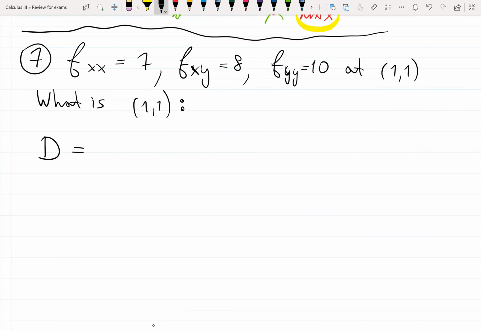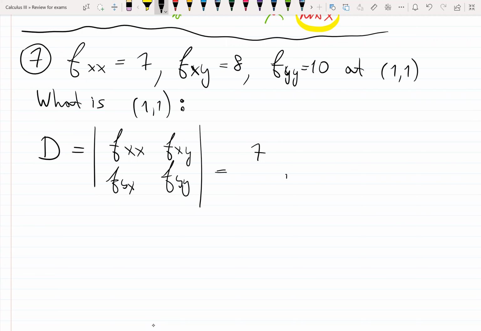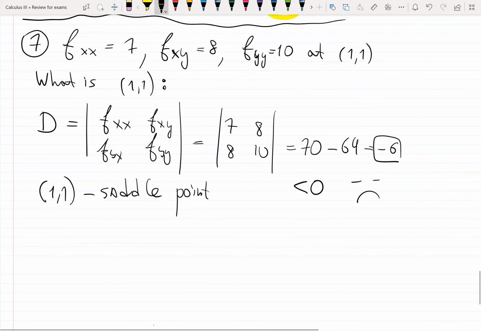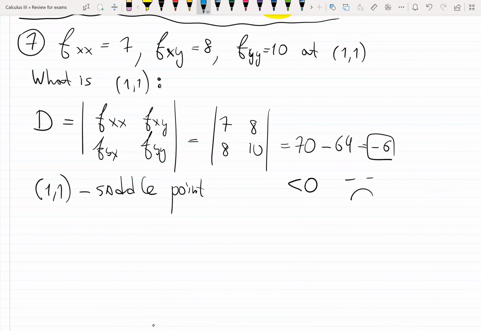So let's build this D based on the information I have. They gave me numbers, so everything is calculated. 7, 10, 8, 8. 70 minus 64. Yes, minus 6. Minus 6 is negative. So D is negative, and that means the point (1, 1) is a saddle point. A saddle point is a special point that shows up only in 3D because it's a maximum and a minimum at the same time. It's a maximum from this perspective.